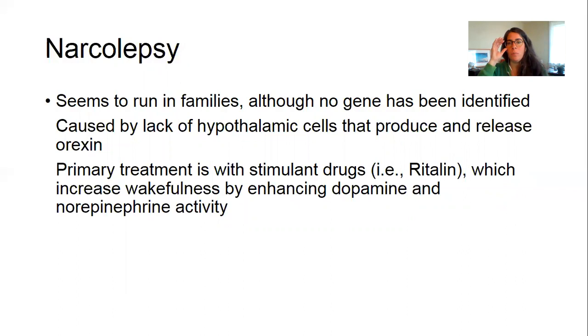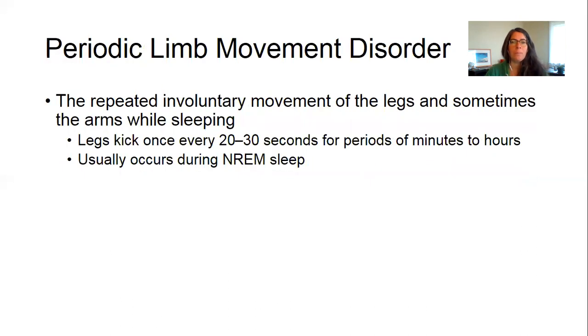There seems to be a genetic link because it seems to run in families, but no gene has been identified. Could be caused by lack of hypothalamic cells that produce and release orexin. Primary treatment is with stimulant drugs such as Ritalin. They increase wakefulness by enhancing dopamine and norepinephrine activity.